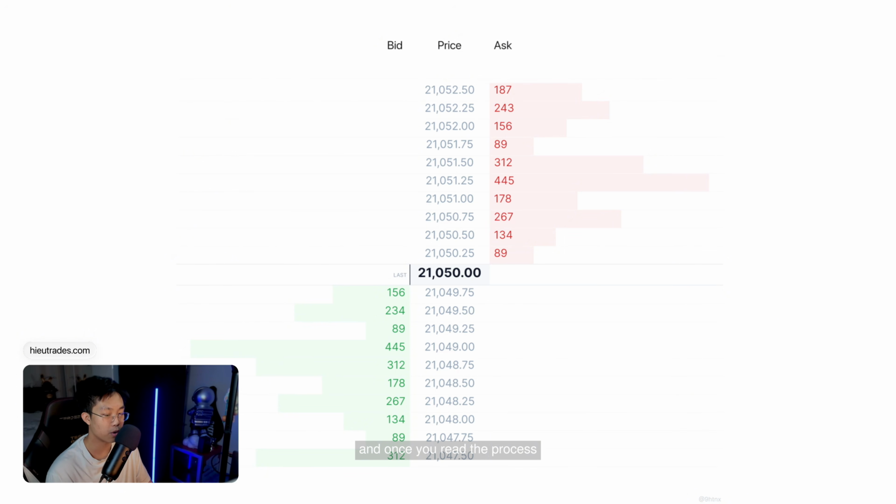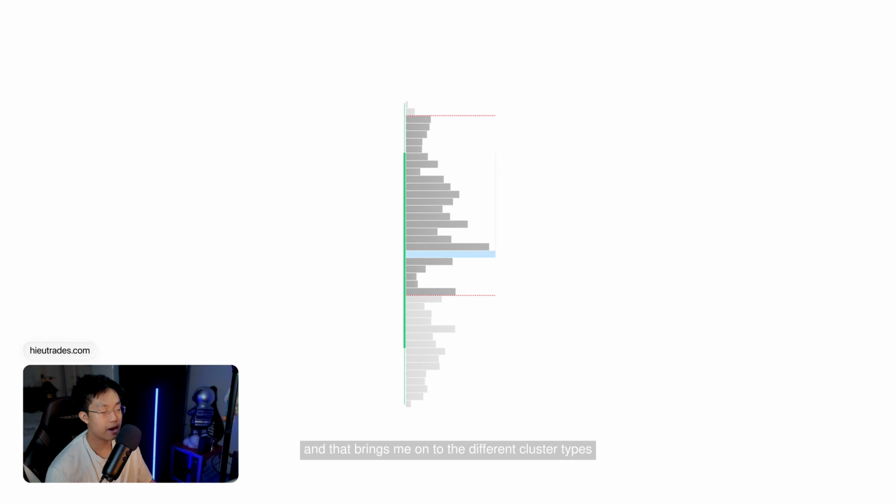And once you read the process, you stop being surprised at what price does and stop questioning why price reverses at certain levels. Because you are looking behind the scenes to all of those moves that happen. You're looking behind the scenes of the expansion, of the reversal, of the accumulation, and you're looking at literal supply and demand, like actual supply and demand that moves the market. And that brings me on to the different cluster types.